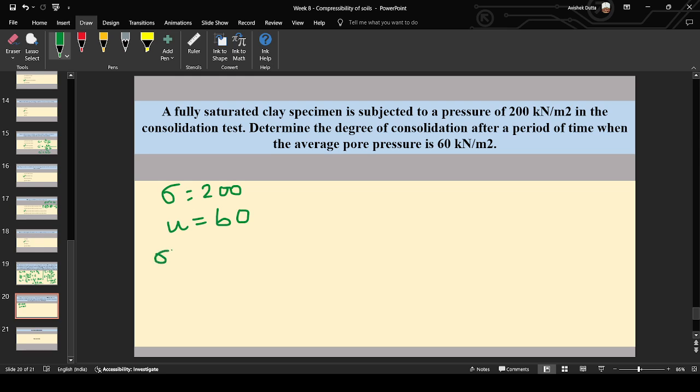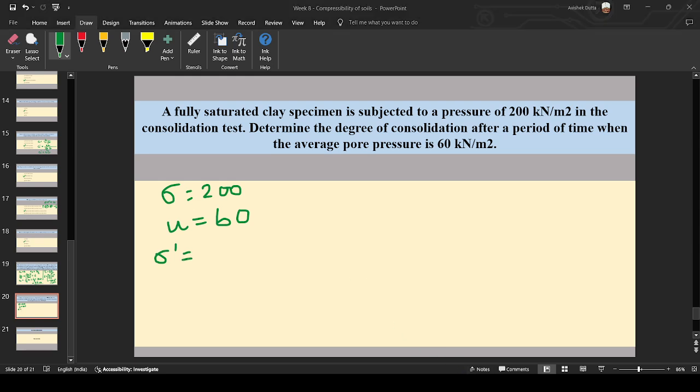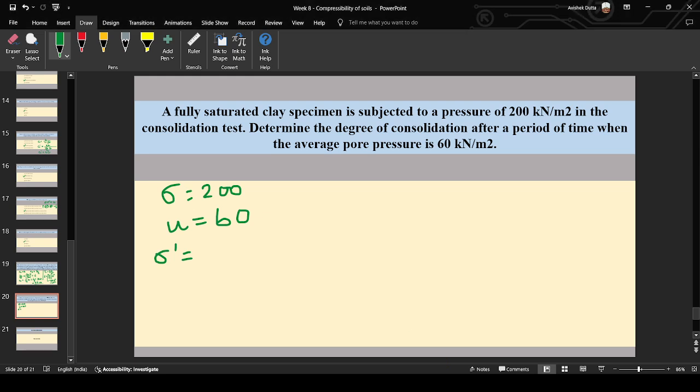So at this point, the effective pressure will be how much? It will be equal to total pressure minus the pore pressure. Okay. So in this case, it will be equal to 140. So 140 kilonewton per meter square is the magnitude of the effective stress at the point when we are asked to find out the degree of consolidation.